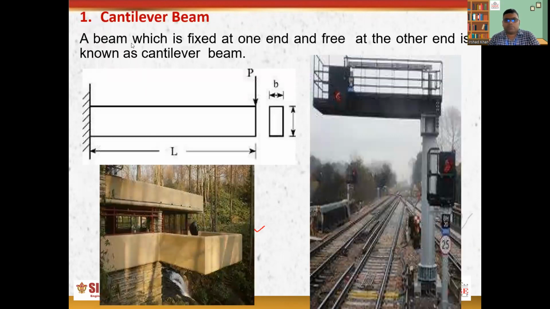First, cantilever beam. You can see this structure here and this wood structure. In the base, this metallic part acts as a cantilever beam. As a definition, a beam which is fixed at one end and free at the other is known as a cantilever beam. And you may understand with these two examples.